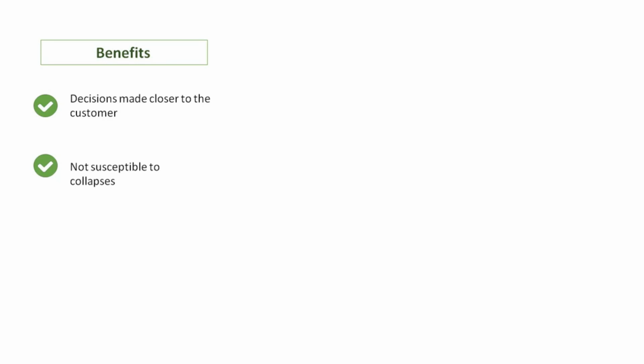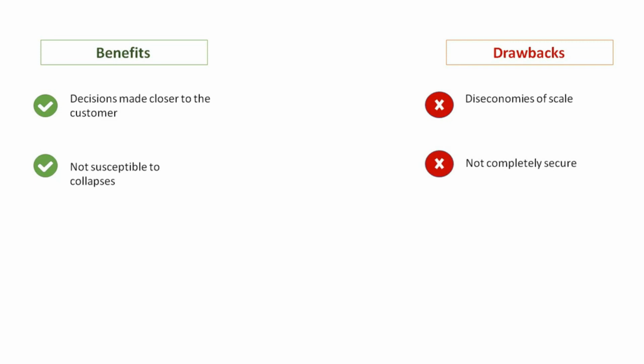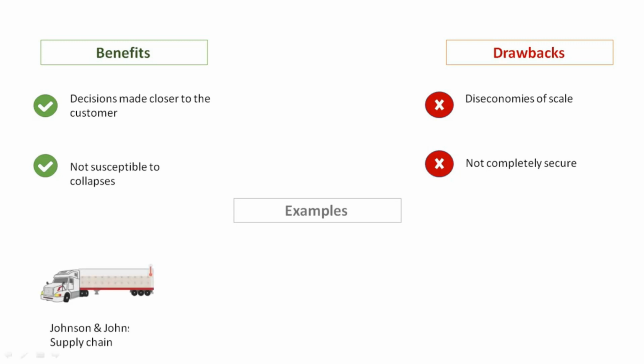However, the drawbacks are that there are still diseconomies of scale, as now with multiple authorities, you may have a duplication of task problem. And second, although they are safer than centralized systems, they are still susceptible to collapses. Thus, they are not completely safe. A few examples of these are supply chains like Johnson & Johnson's, governments, where you have a centralized authority and a state authority, and cloud databases.